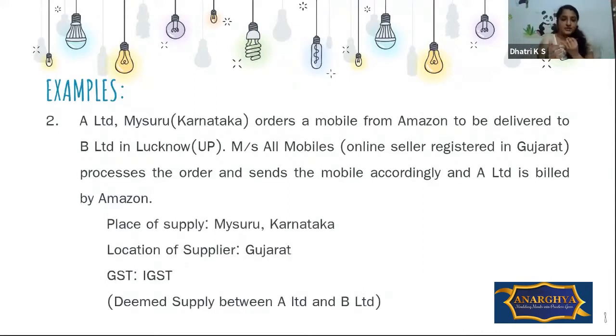And if you notice, both A Limited and B Limited are considered as registered entities in this case. Hence, there is assumed to be a deemed supply between A Limited and B Limited. It is always encouraged to issue an invoice from A Limited to B Limited. Next, we'll move on to the next example.